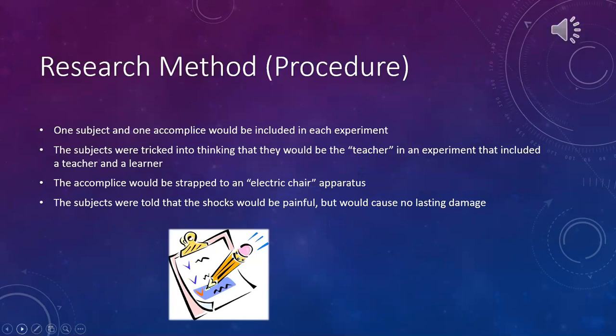Research method. Procedure. One subject and one accomplice would be included in each experiment. Each subject was led to believe that they would be either a teacher or a learner. The accomplice would be the learner, who would be strapped to an electric chair apparatus. The shocks would be painful, but would not cause lasting damage.